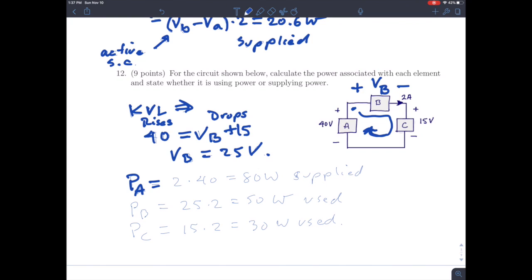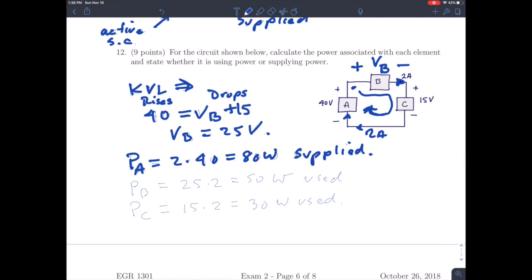Okay, so element A. So I have 2 amps going this way. I got that from here, it just follows that around. So this is the active sign convention because the current's moving up in the direction of a rise. So it'd be 2 amps times 40 volts, which is 80 watts. And it would be supplied because this is active. Positive number, and it's active.